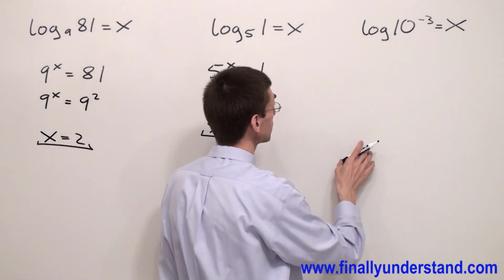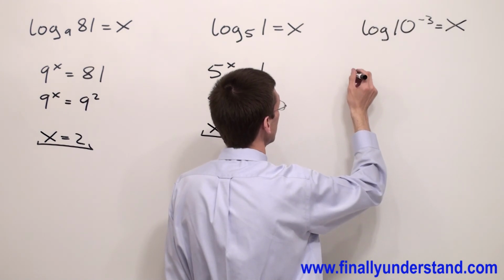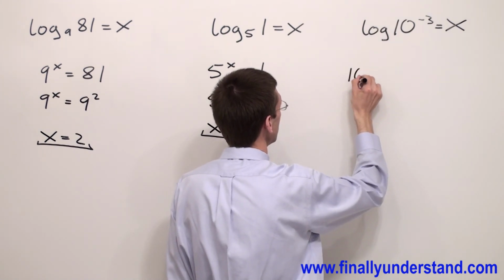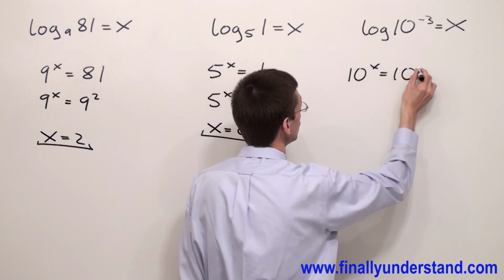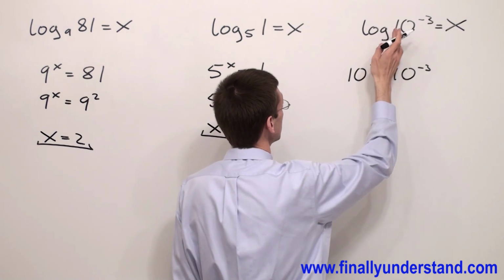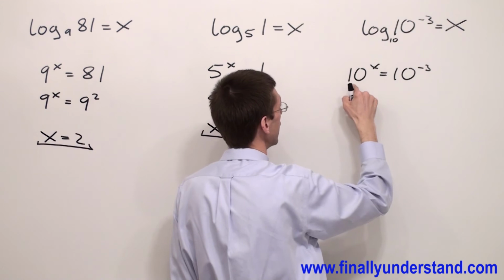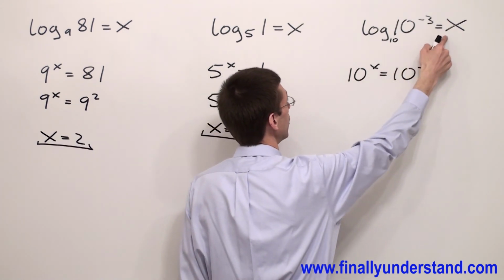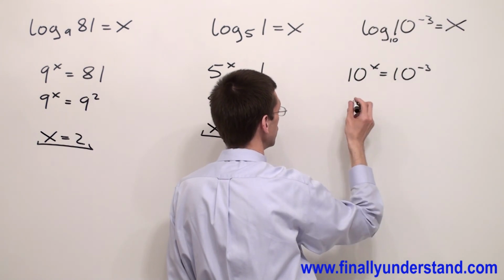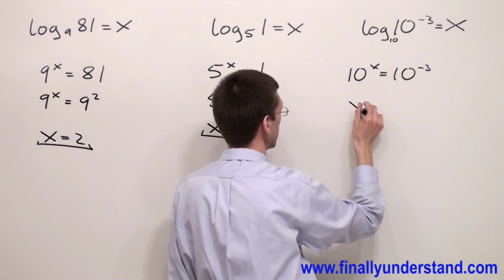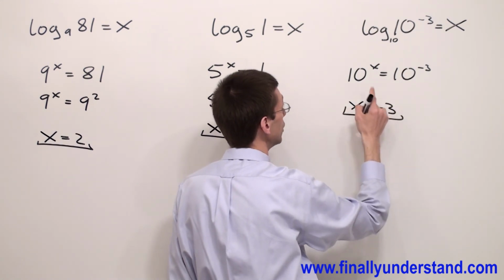Next one. Convert the logarithmic form to the exponential. And we will have 10 to the x equals 10 to the negative 3. Please keep in mind that this is the common log. Common log has always an invisible base 10. That's why I wrote 10 to the power x. I have the same bases. That's why I'm going to copy down just the exponents: x equals negative 3. And this is the solution to my problem.